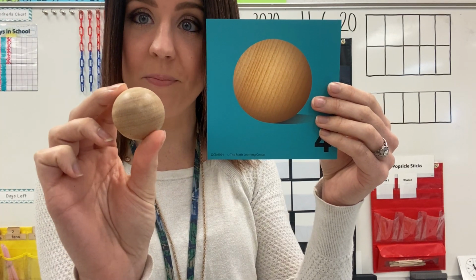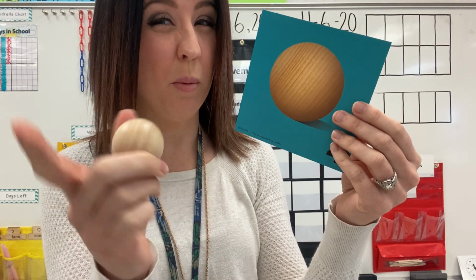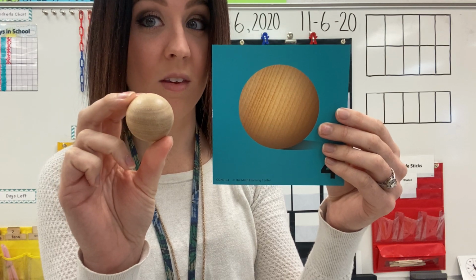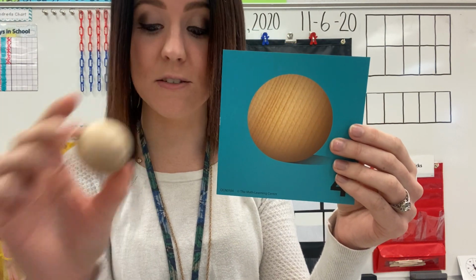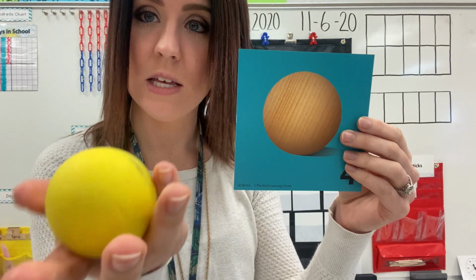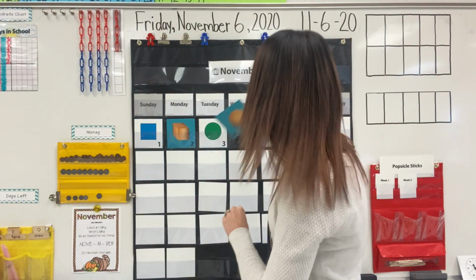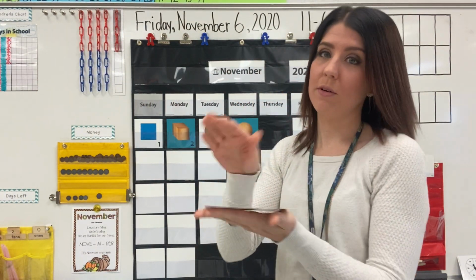Good job. Then we had another shape that takes up space, so another 3D shape. Do you remember its name? Preschool, you called it a ball. What's its big kid name? Sphere. It's a sphere. I even have a yellow one. Sphere.